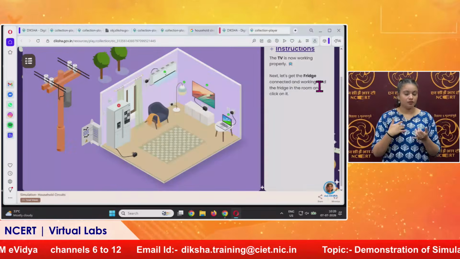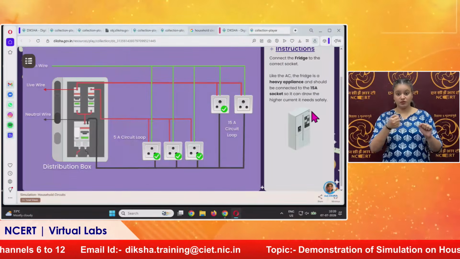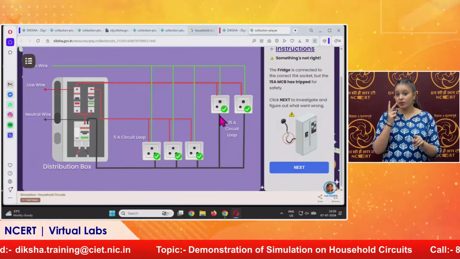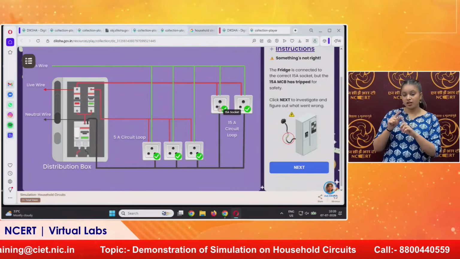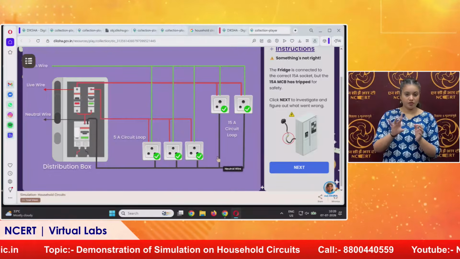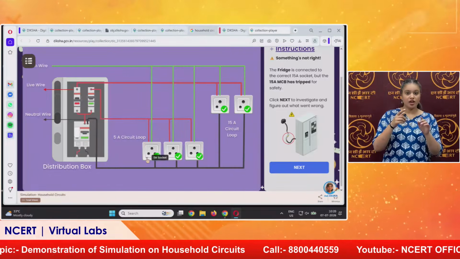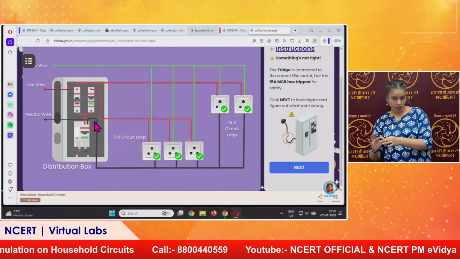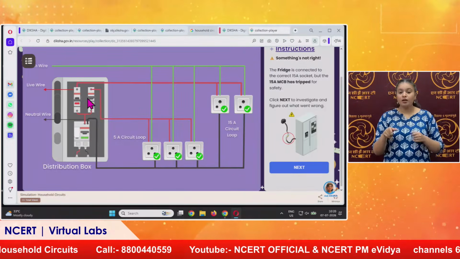Now let's get the fridge connected. In this case, the fridge, again, is a heavy appliance. If you see this diagram, this is a parallel connection. All 15 ampere appliances are connected parallelly to the main source. All 5 ampere appliances are also connected parallelly to the main source, and here you can see 2 MCBs are there.